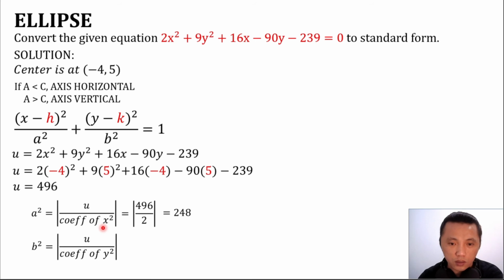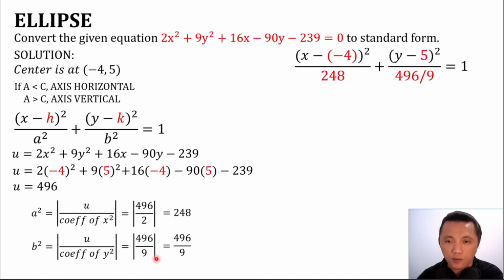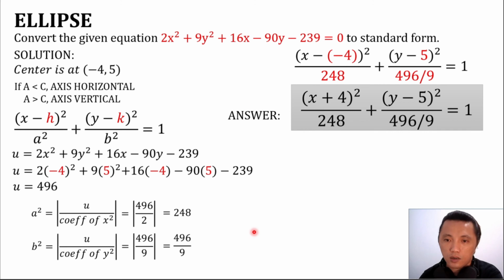So that is the value of a squared. For the value of b, a here is paired with x, so the value of b is paired with y. So b squared is equal to 496 over 9. So substitute the given values to the standard form. You have h, k, a, and b. So now you have your answer here. This is the value of your a squared. This is the value of your b squared. So just remember this one.